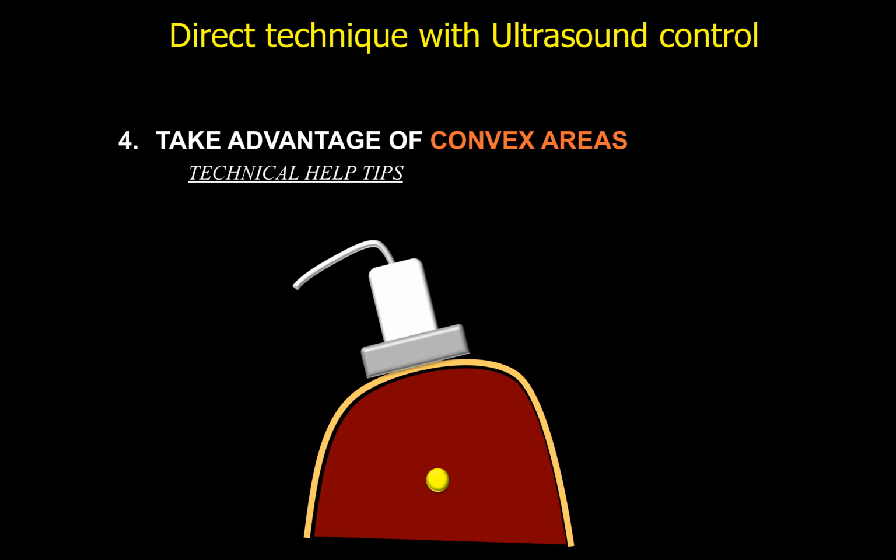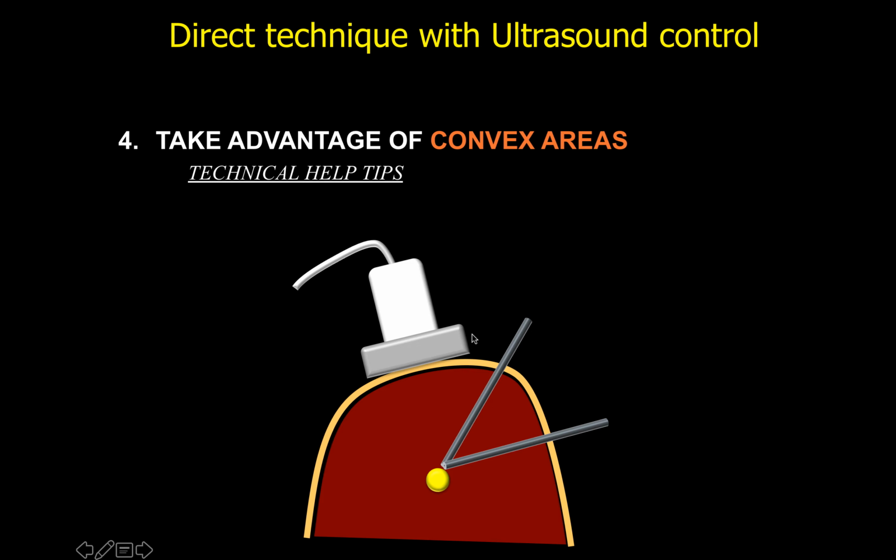The fourth tip or trick is to take advantage of the convex areas. It helps very much, these technical tips. Avoid going too close to the transducer and take advantage of the convex areas. If we go a little bit away, trying to get a more parallel position of the needle to the transducer, we will improve the visualization of the needle.